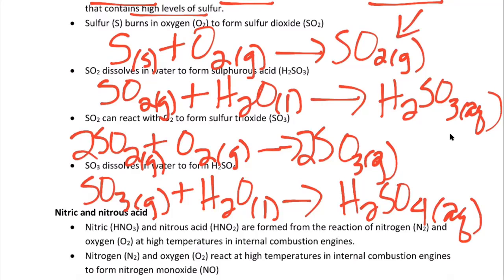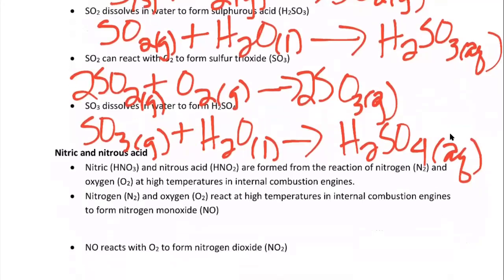Either way, your end result is one of those two acids that's going to lower the pH of your rainwater, and that's not good for nature, for statues, for lakes, rivers, all that kind of stuff.